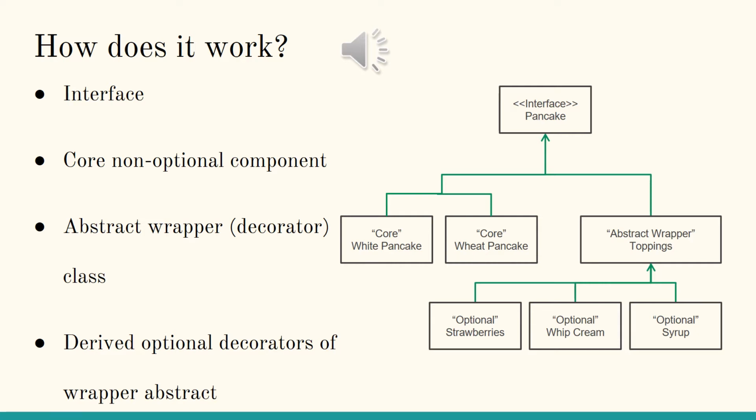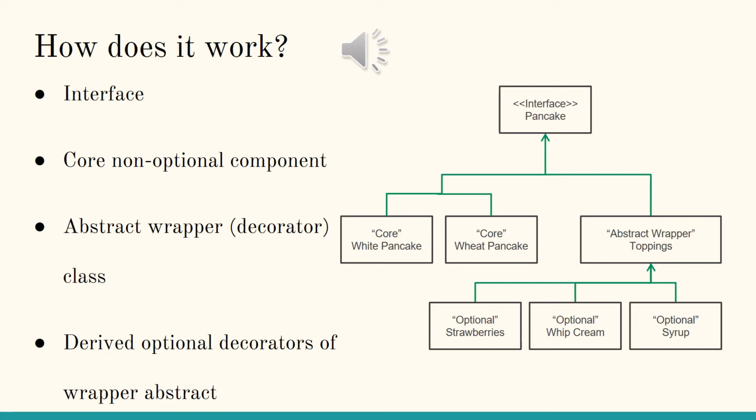To add on to the core piece, we utilize an abstract wrapper and derived optional classes that add on to our core. The example I have here on the screen is making pancakes. Our interface would be the pancake itself at the very top of our chart, because the object itself is a pancake. The core, which is the two on the left, as labeled core, is a wheat or white pancake. It's important to note that you can only choose one core type, but you can have multiple cores to choose from. Once a core is selected, it can't be changed during runtime.